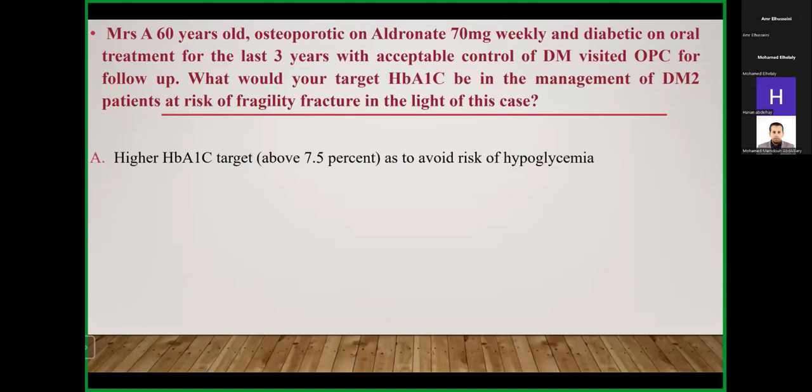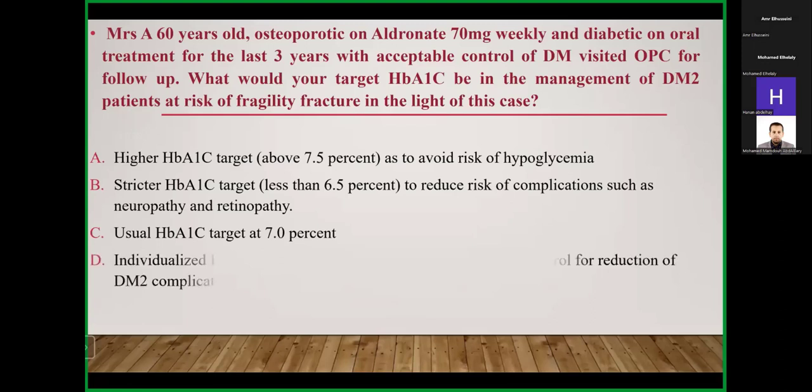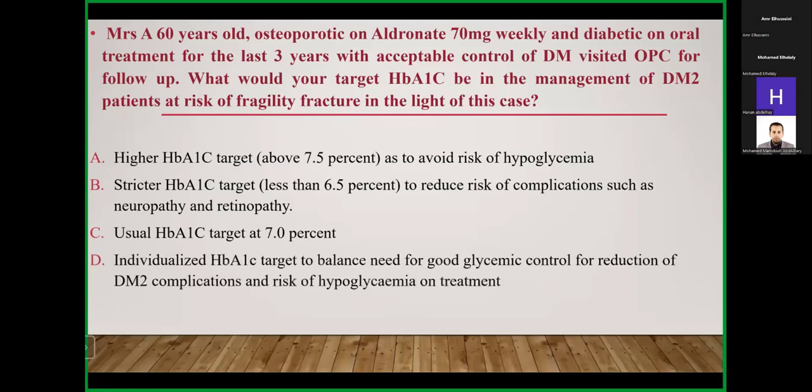Higher A1C target above 7.5% to avoid the risk of hypoglycemia. Strict A1C target less than 6.5 to reduce the risk of complications such as neuropathy and retinopathy. Usually A1C target at 7%. Individualized A1C target to balance the need for good glycemic control for reduction of type 2 diabetes complications and the risk of hypoglycemia on treatment.